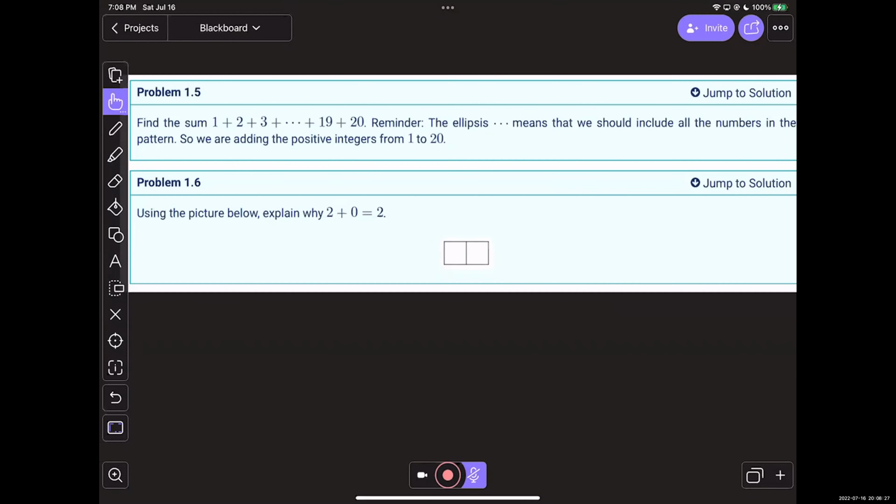Let's hear from John. 1.5? Yeah, 1.5. Find the sum of 1 plus 2 plus 3 plus ... plus 19 plus 20. Reminder, the ellipses mean that we should include all the numbers in the pattern. So we are adding the positive integers from 1 to 20.